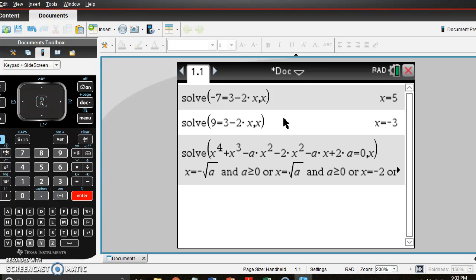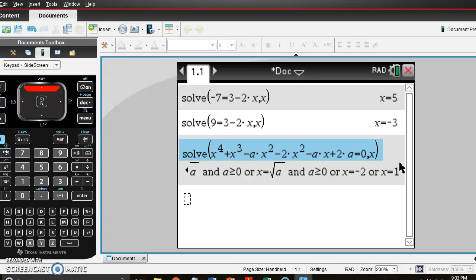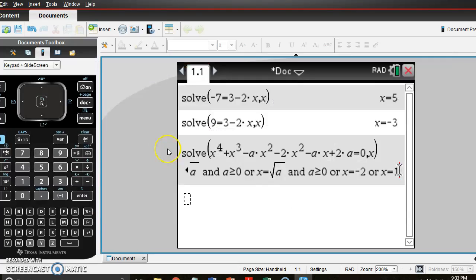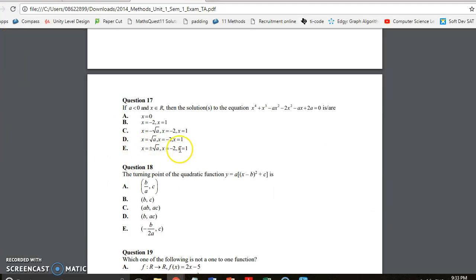Let's see what happens. x equals -a, and a is greater than 0, or x equals the negative square root of a, or x equals -2, or x equals 1. So what do we have here? Plus or minus the square root of a, -2 and 1. Yeah, that's the one, so we go with that.